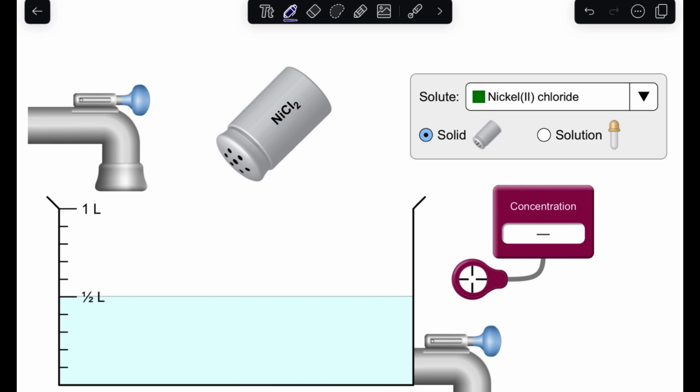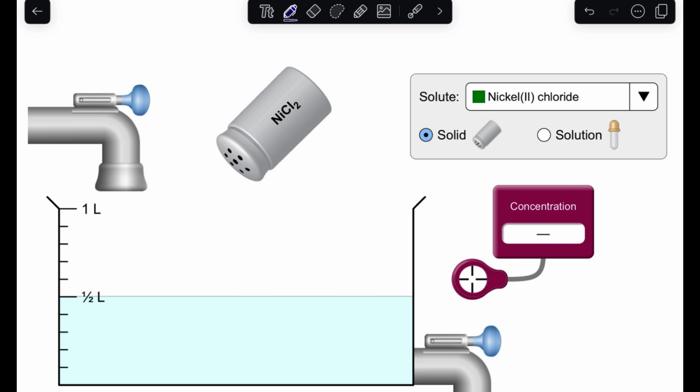Hi, grade 10s and 11s. Let's look at concentration. What is a concentration? This is a simulation where I'll demonstrate for you what a concentration is. Concentration, in a definition, is the number of solute per liter of solution.